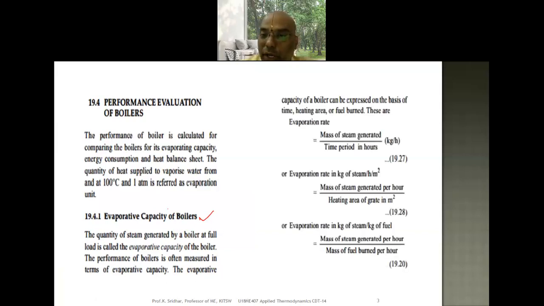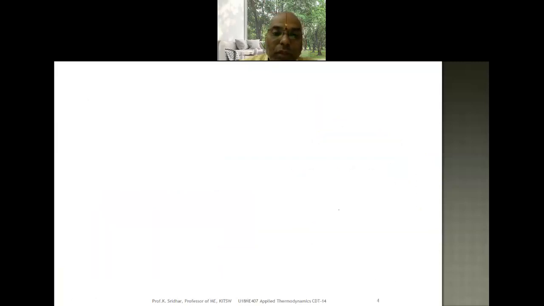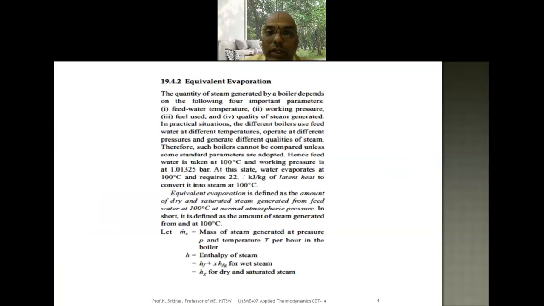How can we find the evaporation rate in kg of steam per hour, the evaporation rate in kg of steam per hour per meter square, and the evaporation rate in kg of steam per kg of fuel? All these three give you a brief introduction about how to calculate the evaporation rate in various units. Coming to the next one, how can we evaluate the equivalent evaporation?